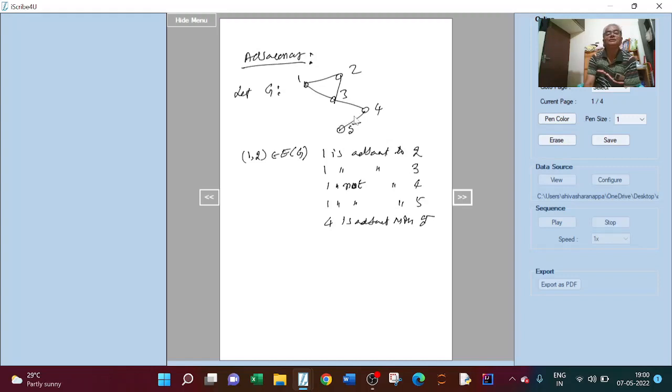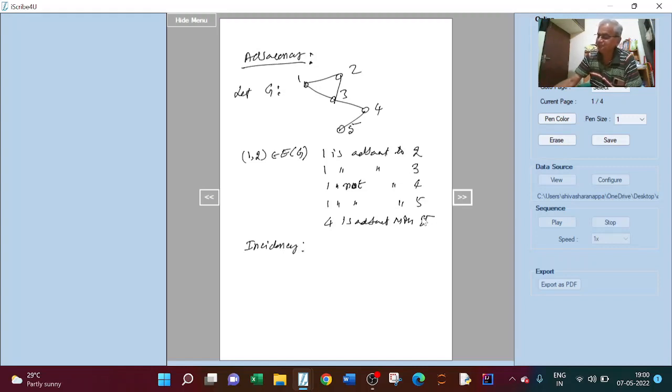Yes, because here there is an edge joining 4 and 5. 3 is adjacent with 4. 2 is adjacent with 3, right? So this is the adjacency of the vertices. And then we define incidency.